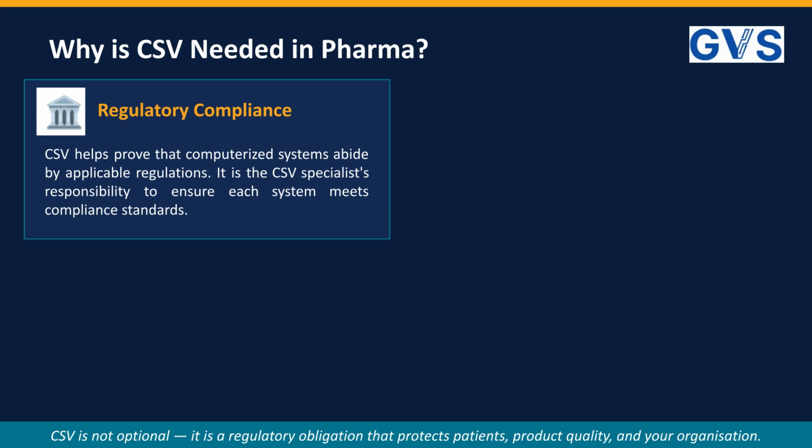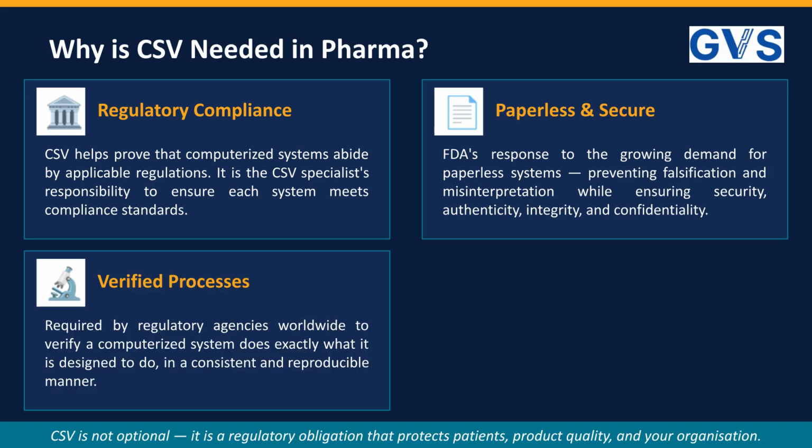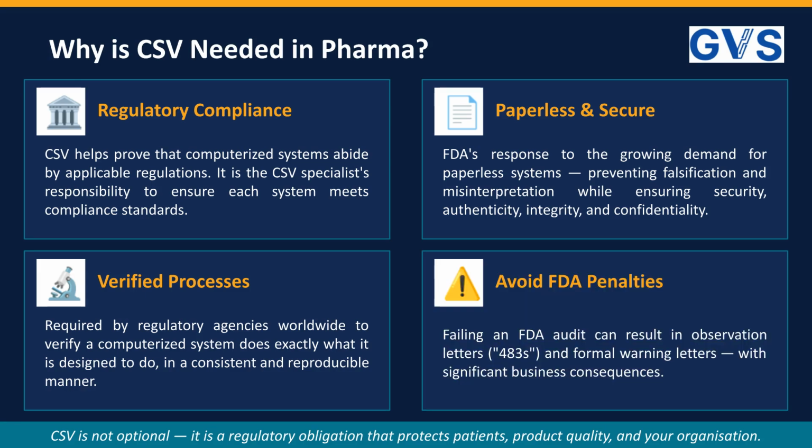CSV is mandatory in pharma for 4 core reasons. 1. To demonstrate regulatory compliance. 2. To enable safe paperless operations. 3. To provide documented evidence of system reliability. And 4. To protect the organization from costly FDA 483 observations and warning letters. The cost of noncompliance far exceeds the cost of a well-executed validation program.